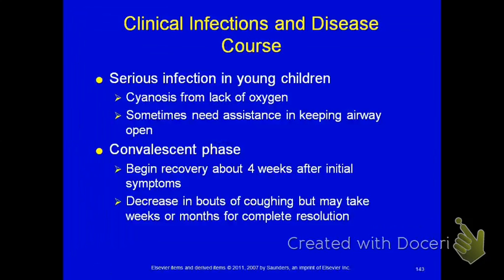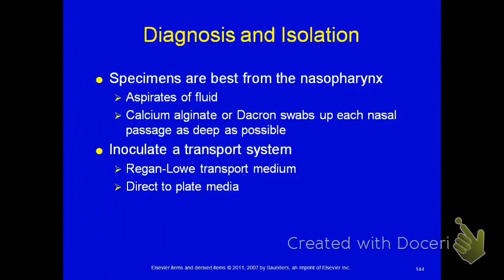So serious infection in young children will result in cyanosis due to lack of oxygen. So they sometimes need assistance in keeping the airway open. So this happens in the paroxysmal phase. Convalescent, as I've told you, begins 4 weeks after the initial infection. So there is a decrease in bouts of coughing but it may take weeks or months for complete resolution.